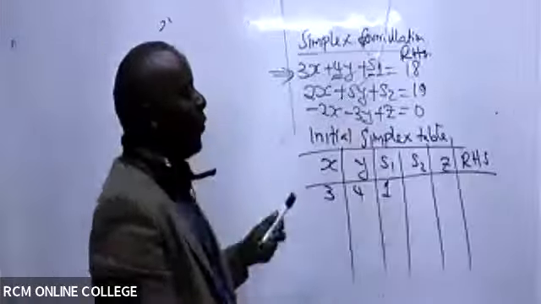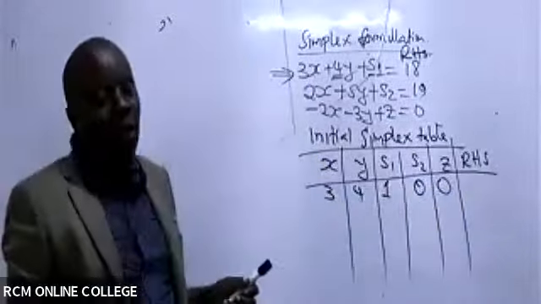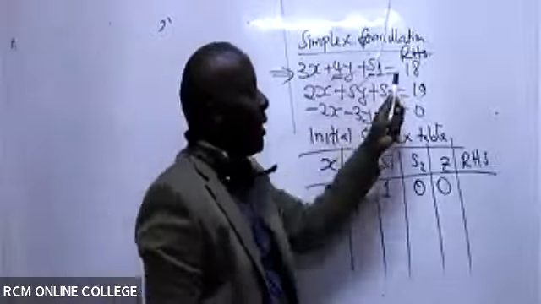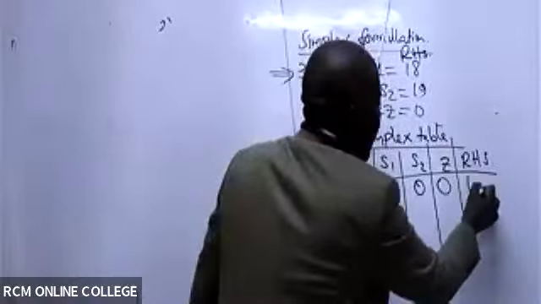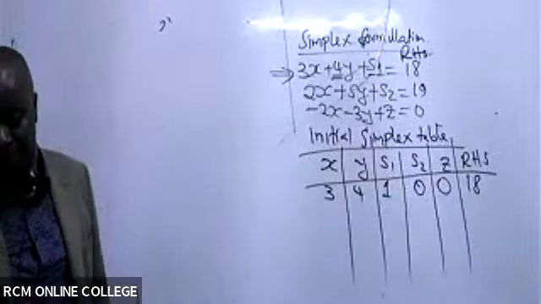There is no z at all, so their coefficients in this case are zeros. And then for equation number 1, the right-hand side number is 18.